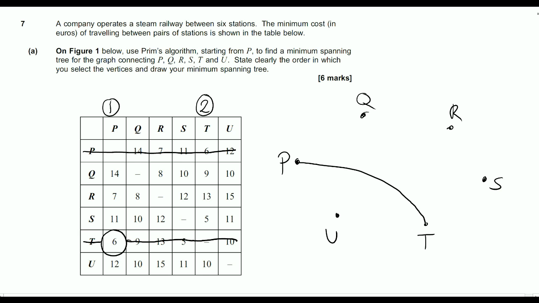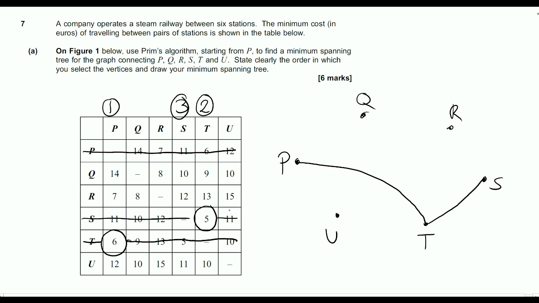So now I've got the options of either going somewhere from P or from T. So the shortest is going to be T to S. So I'm going to visit S third. Let's draw T to S on my spanning tree there. And I've now been to S, so that one can get crossed out as well.